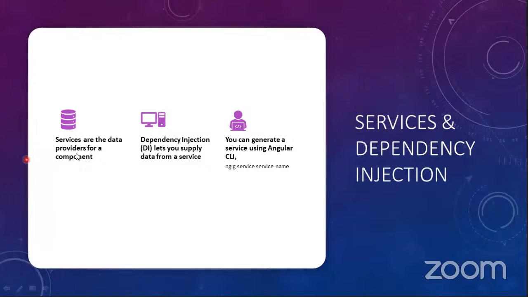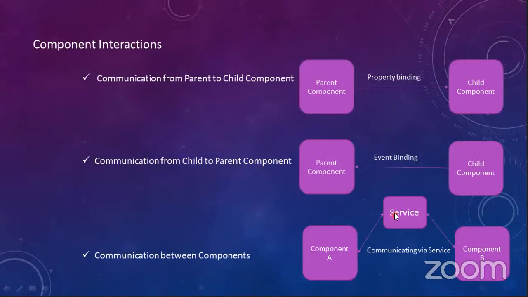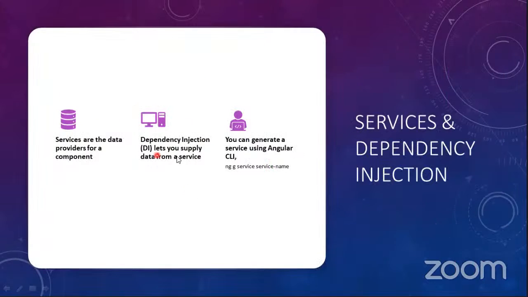Okay, so let's talk about what a service is doing. Services are the data providers for a component. We already talked about that, and it also helps to talk to the servers. That is another way of using the service. Another way, as in the previous slide, is that any common data which needs to be shared with multiple components can be kept in the service. And the dependency injection we talked about. You can generate a service using Angular CLI, like this. This will generate the file. Just as we generated the component, ng g service name. Remember that, it will be useful.